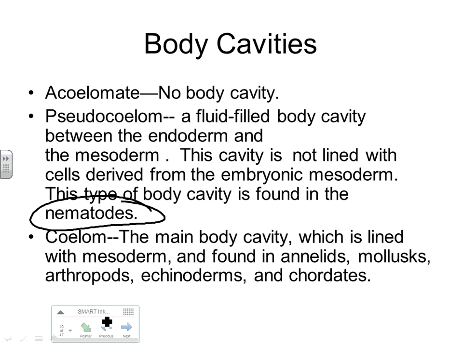Instead of being made from the mesoderm, it's made in a different way. It's made between two layers instead of being made of just mesoderm. So really all you need to know about a pseudocoelom, it is a body cavity. It's the kind of body cavity that roundworms like nematodes have. But it's made in a different way than the body cavities that most other animals have.